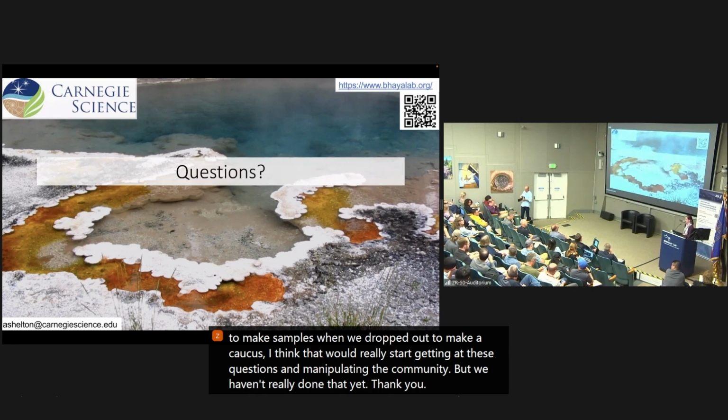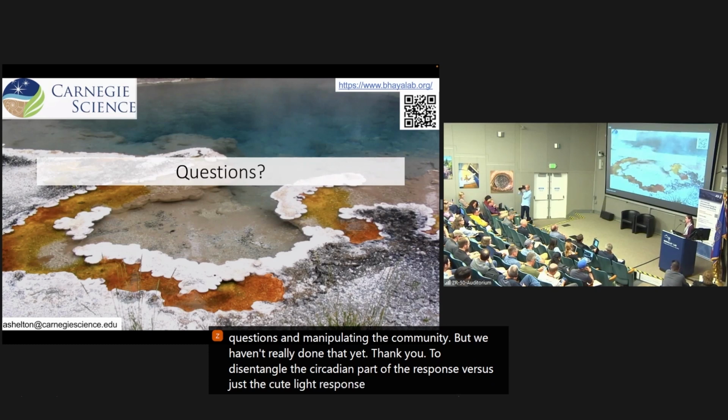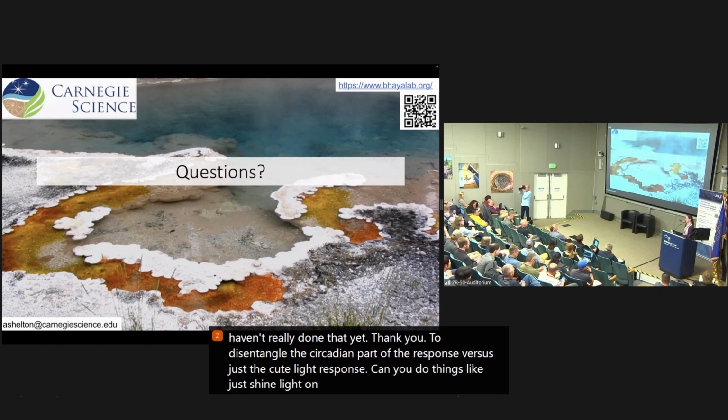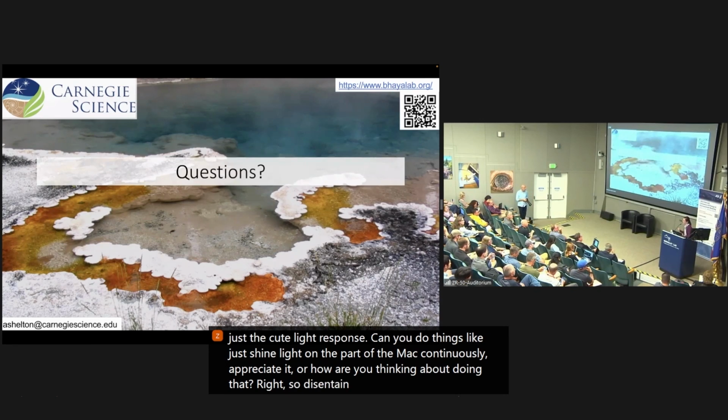To disentangle the circadian part of the response versus just the acute light response, can you do things like just shine light on a part of the mat continuously, or maybe shade it, or how are you thinking about doing that?